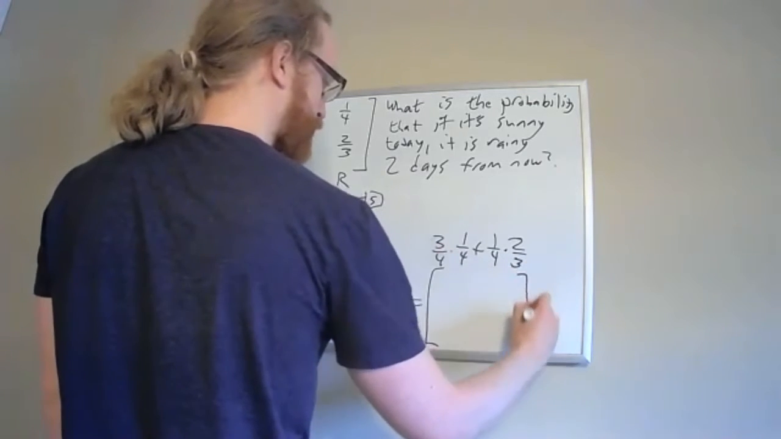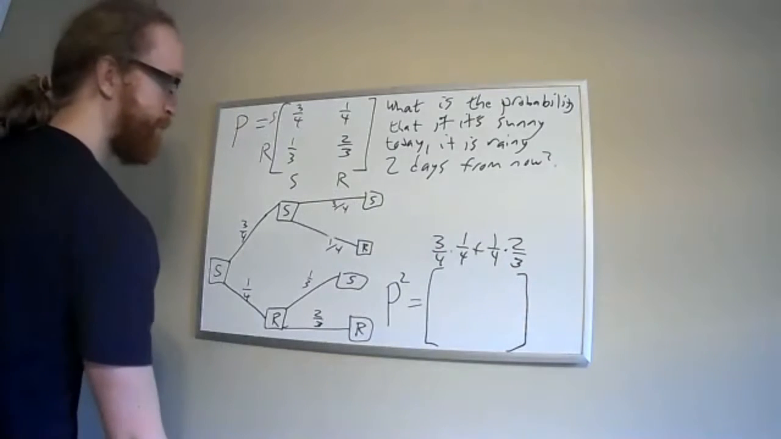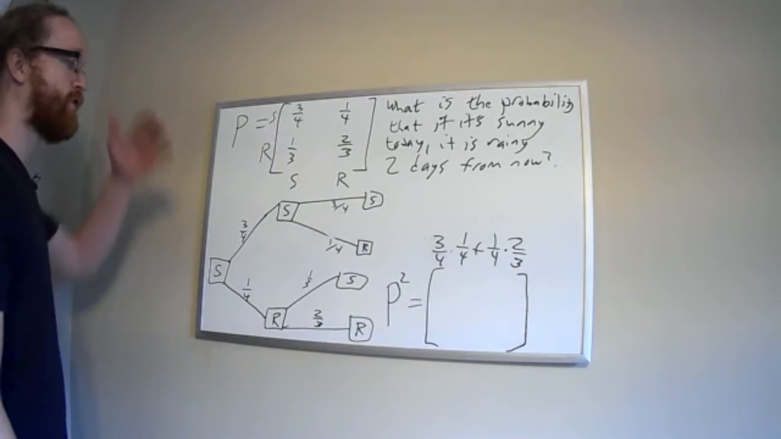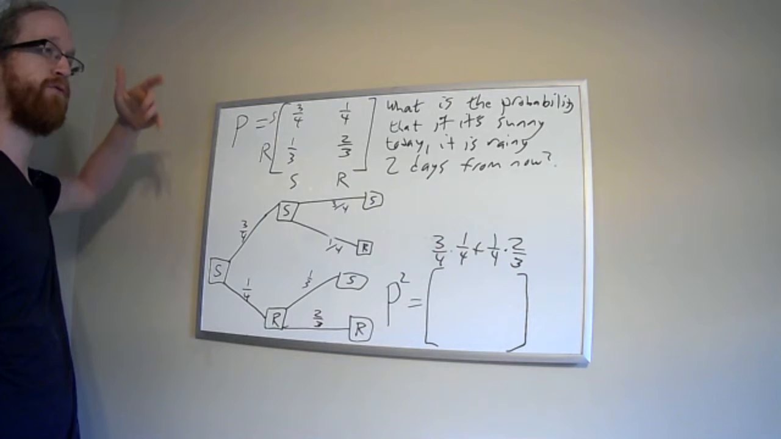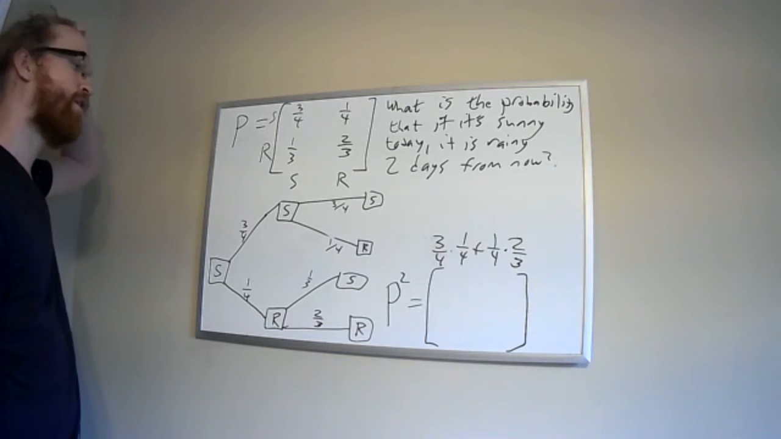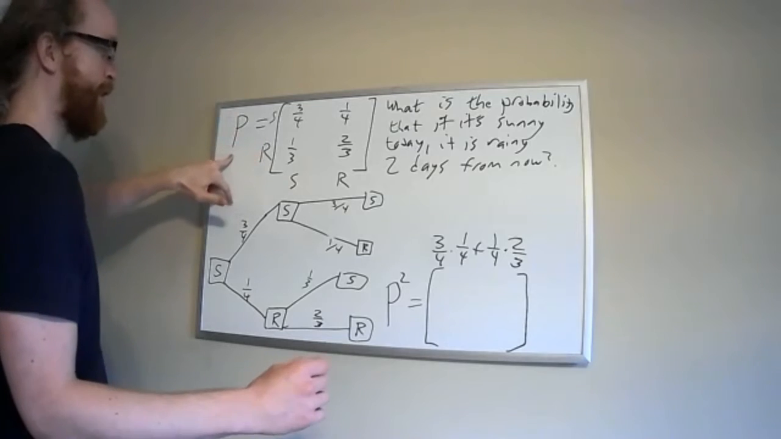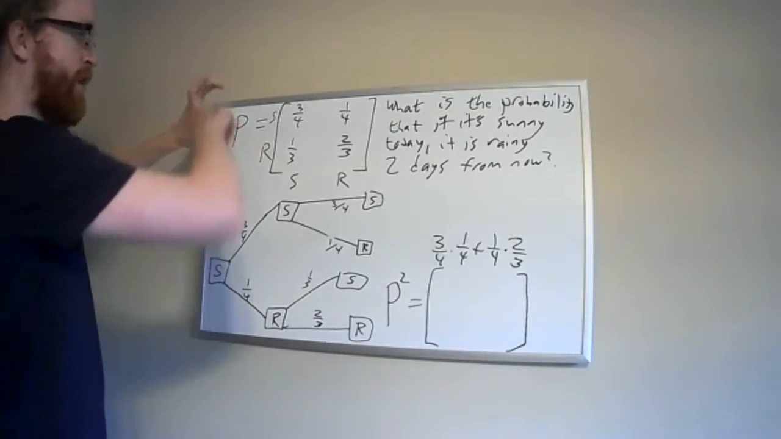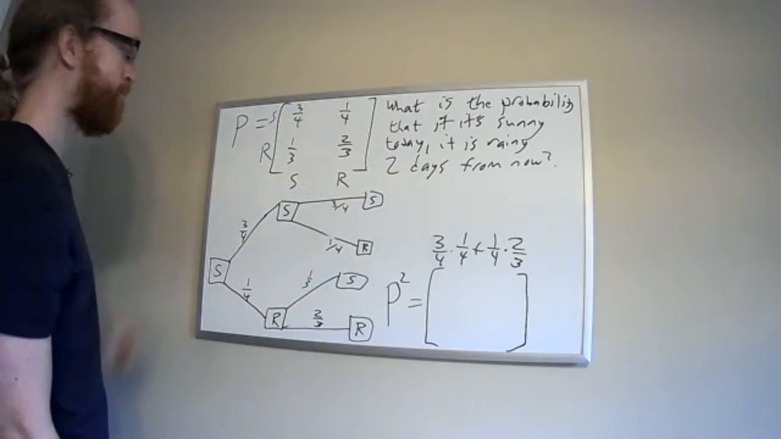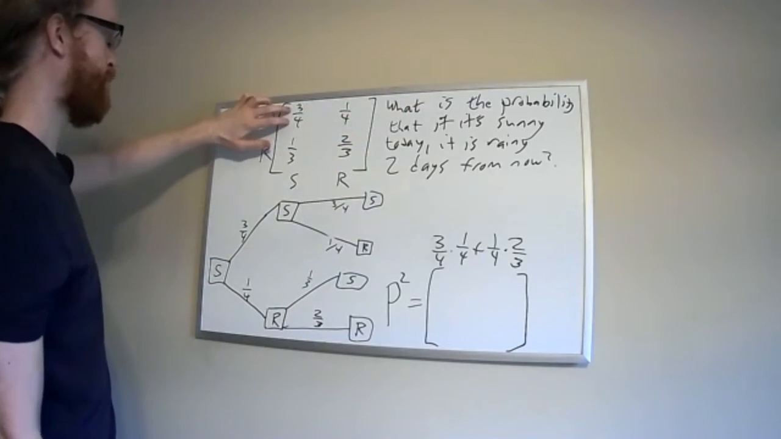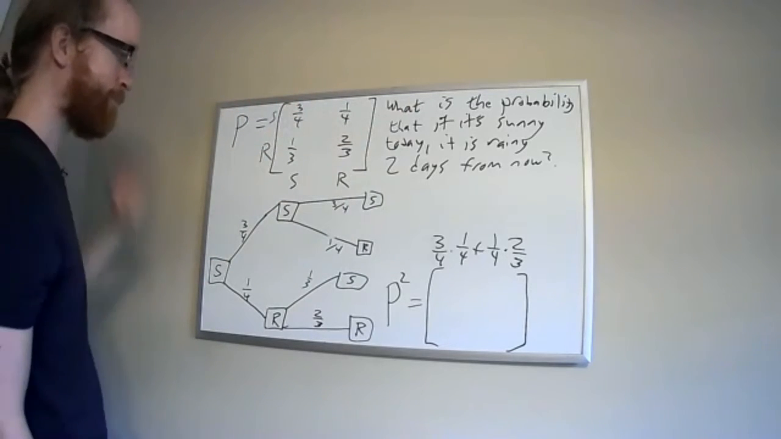Well, it's some matrix, right? It's some 2 by 2 matrix. And you guys should remember how to multiply matrices back from chapter 5. To multiply two matrices, I take the rows of the matrix on the left and multiply them by the columns of the matrix on the right. So I'm taking basically the rows of P times the columns of P.